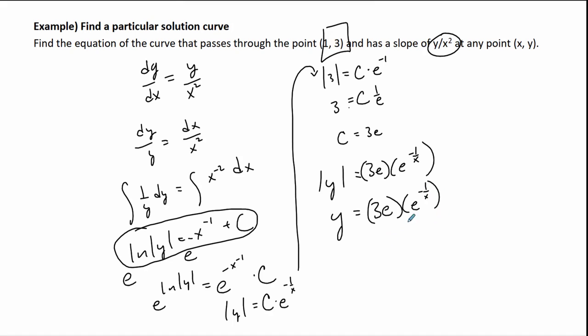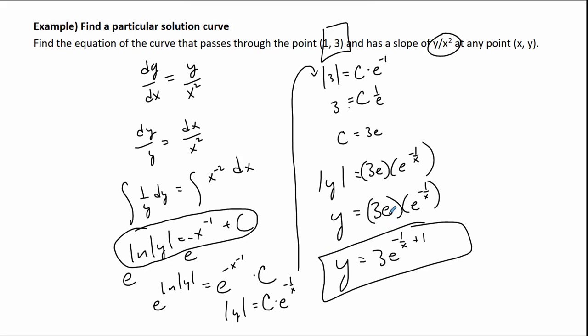If you want to clean this up even more, with this e and that e, the e is going to stay there, and the exponent is negative 1 over x, just plus 1. Okay, if you really want to clean it up, you don't have to. You can leave it like that. That's okay. But for the most part, that's it.